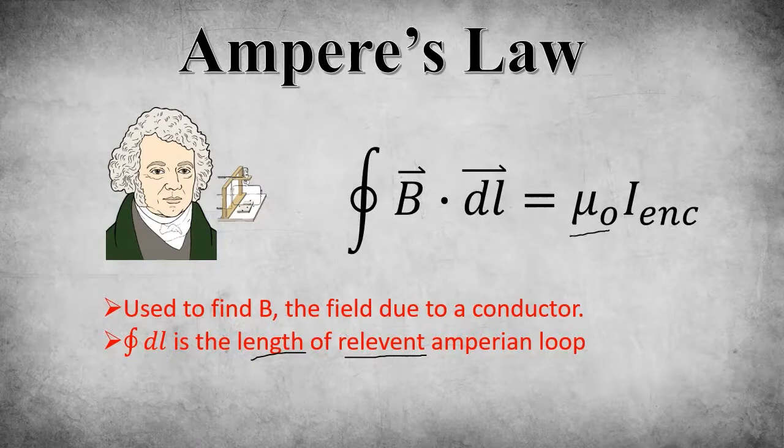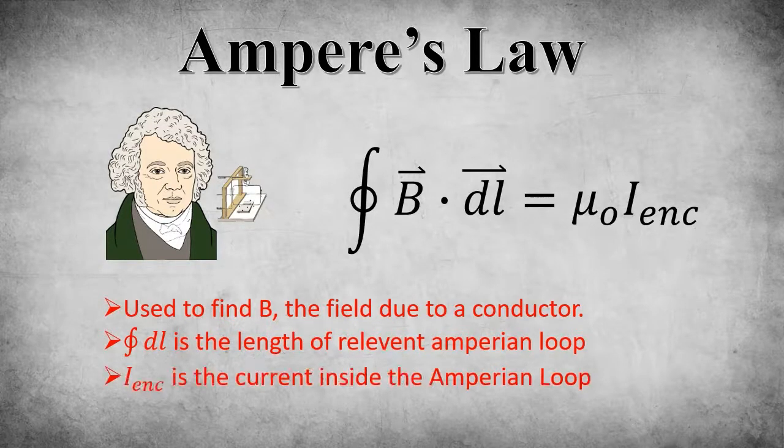Mu sub 0, that's of course the magnetic permeability of free space, which you know is 4 pi times 10 to the negative 7. And I'm drawing with a mouse, so I can't actually draw that well. And then I enclosed, that's the current enclosed by your Amperian path. Kind of like when we did Gauss's law, we did the charge enclosed by our Gaussian surface. This is the current that is inside of our Amperian path.